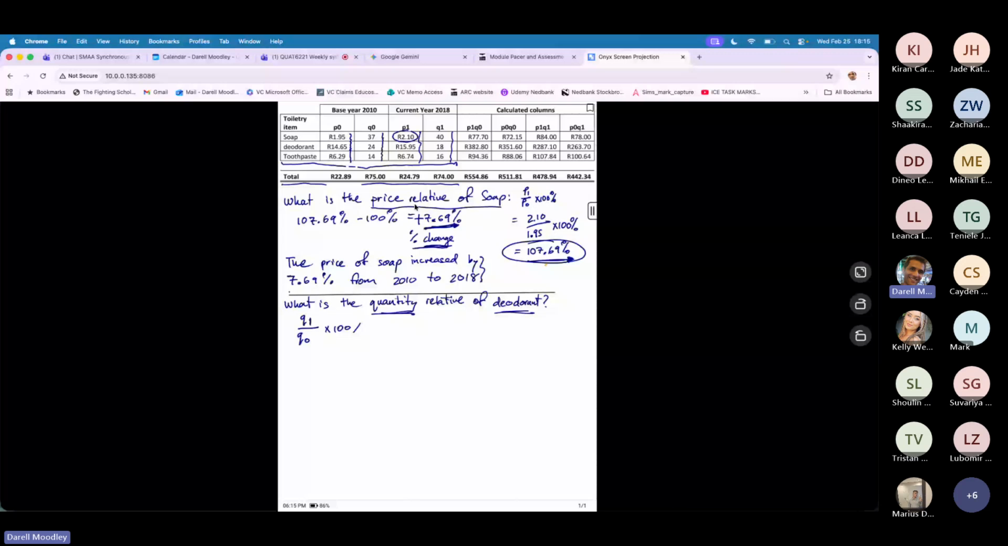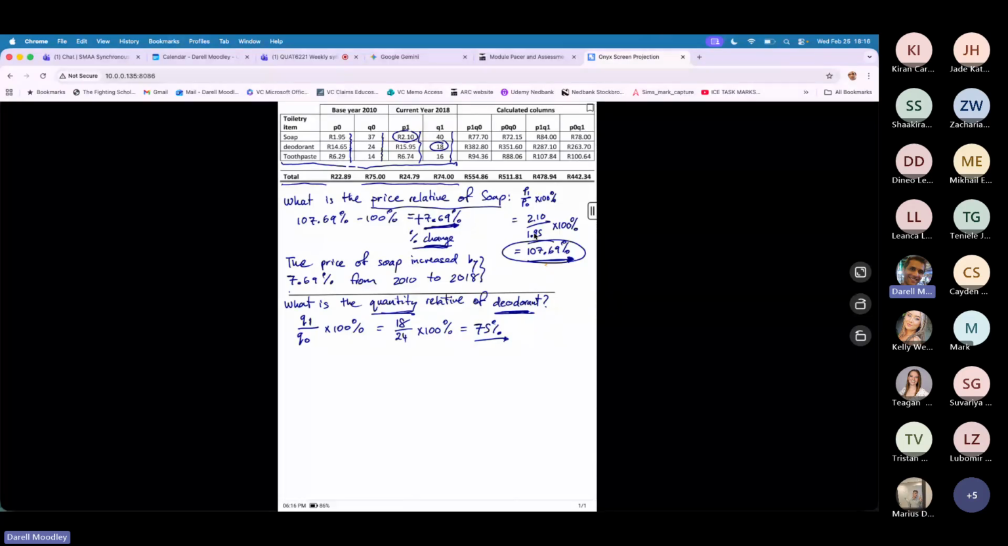All right, so for deodorant, the quantity in the current year, or Q1, is 18. So it's 18 divided by the base quantity for deodorant, which is 24, times 100%. Okay, we'll work that out and we'll get a value of 75%. Now we can immediately see that this value is less than 100%. So that's going to be a decrease. But let's just be certain.